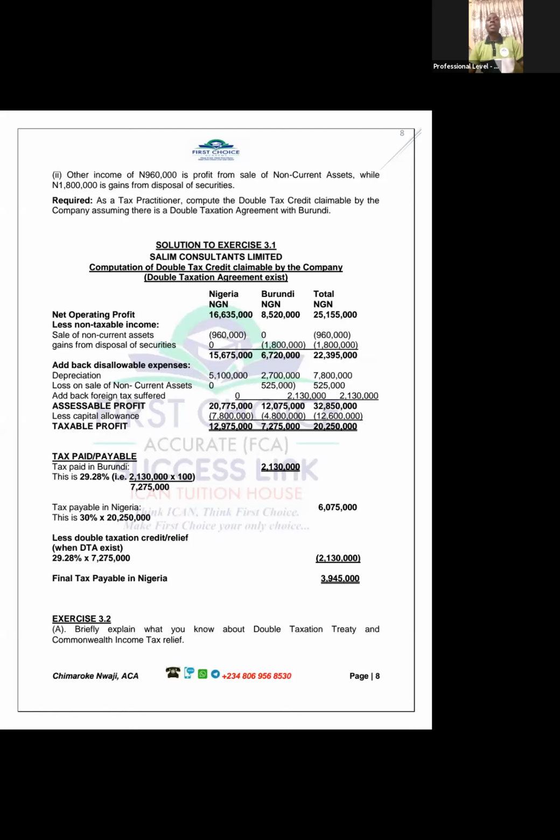So when you do that, your profits will now reduce from 16 million something to 15 million. And look at the grand total, it has gone down from 25,115,000 to 22,395,000. Now that's for the income side. We go to the expenses.